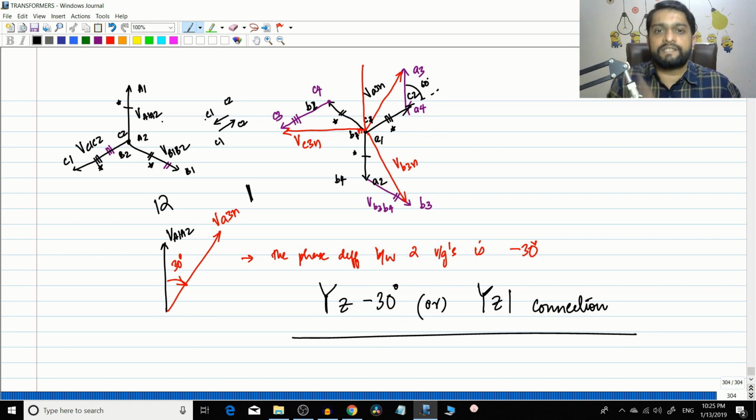Okay, so today we have just started with the star zigzag star connection. I hope you have understood this.